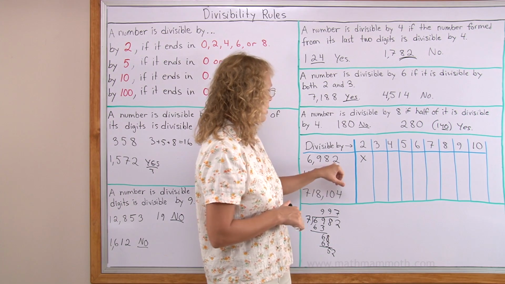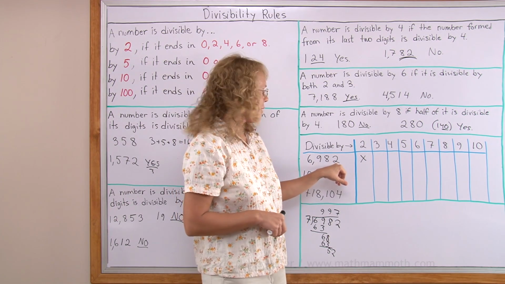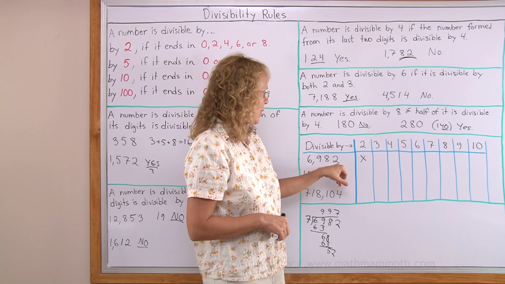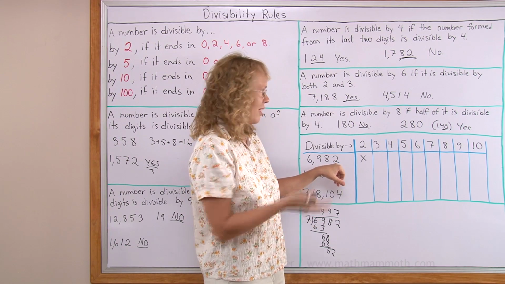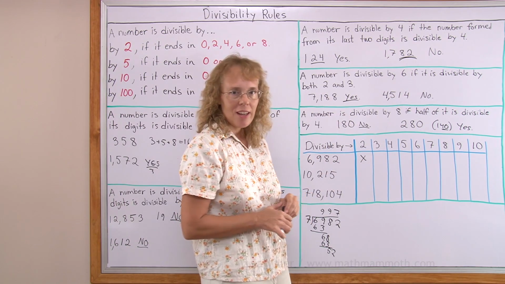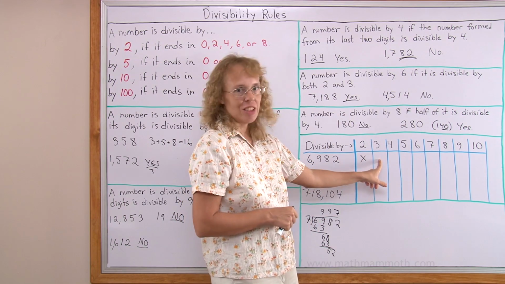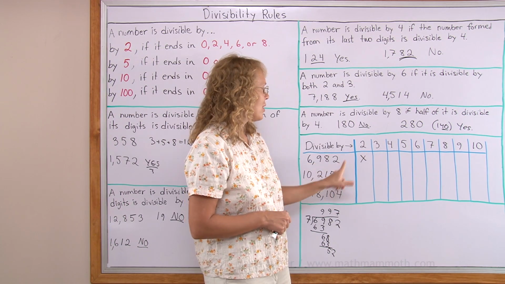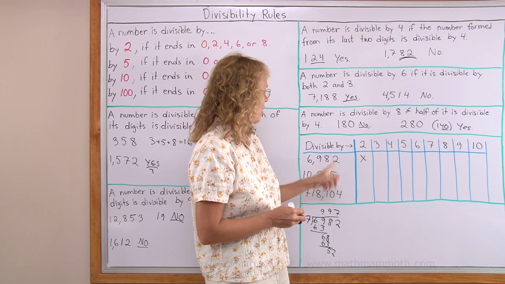If I take half of this number, that will end in 1, okay? And that's not divisible by 4 either. You can see it that way too. It cannot be divisible by 9 because it already was not divisible by 3. And it's not divisible by 10. So that's all for that.